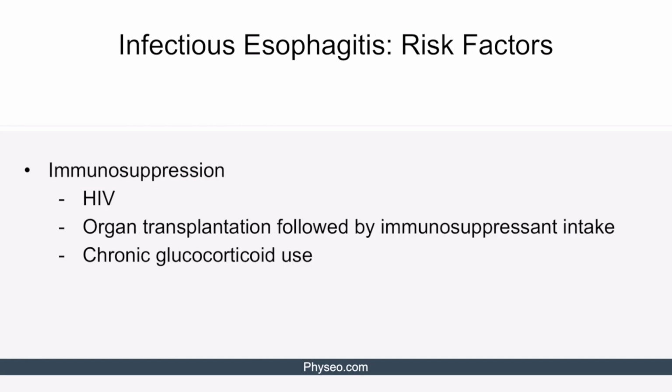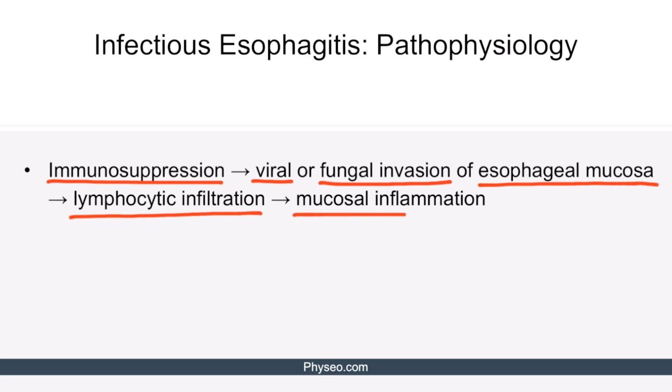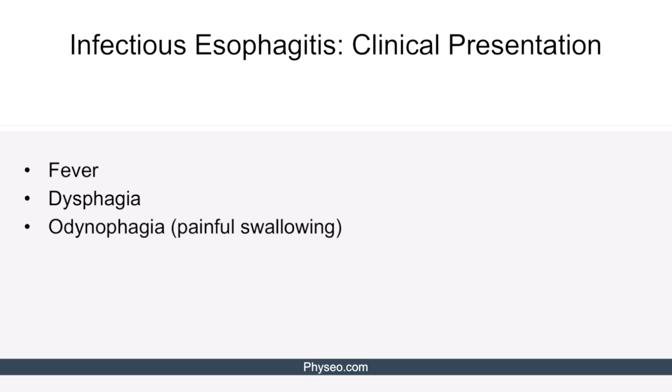Infectious esophagitis is rare in immunocompetent patients. In fact, the main risk factor is immunosuppression. Immunosuppression can be caused by HIV infection, organ transplantation followed by immunosuppressant intake, or chronic glucocorticoid use. Immunosuppression allows viral or fungal invasion of esophageal mucosa. This will induce lymphocyte infiltration in the esophageal wall, which in turn will cause mucosal inflammation. Infectious esophagitis commonly presents with fever, dysphagia, and odynophagia, which is painful swallowing.